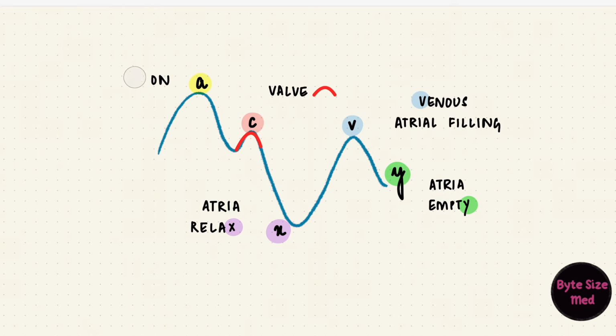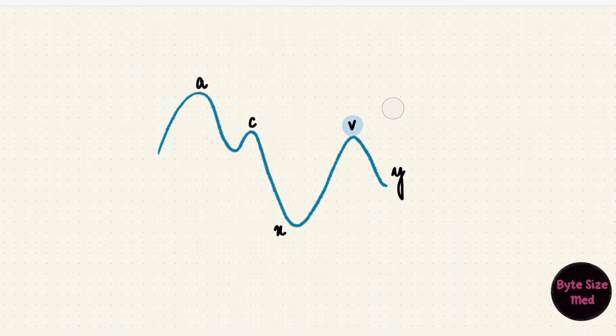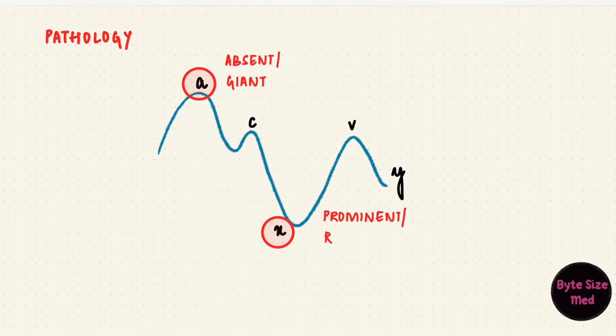If this doesn't work for you, you can look around. There are lots of different ways to remember these waves, but try to understand why the peaks and descents happen before resorting to memorization aids. Once you understand why they happen, it becomes easier to figure out the pathological appearances. Like the A waves, they could be absent or they could be giant A waves. The X descent could be prominent, reduced, or absent. Same thing with the Y descent. The V wave could be large, and all this happens in different pathological conditions.